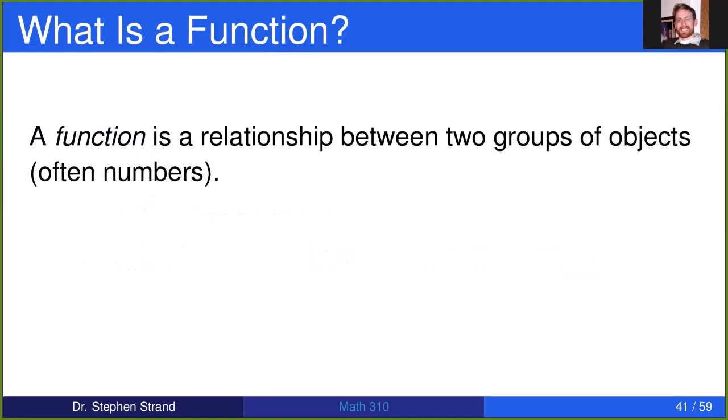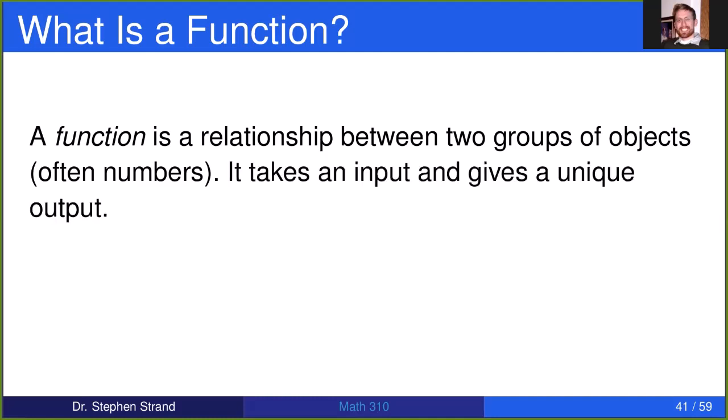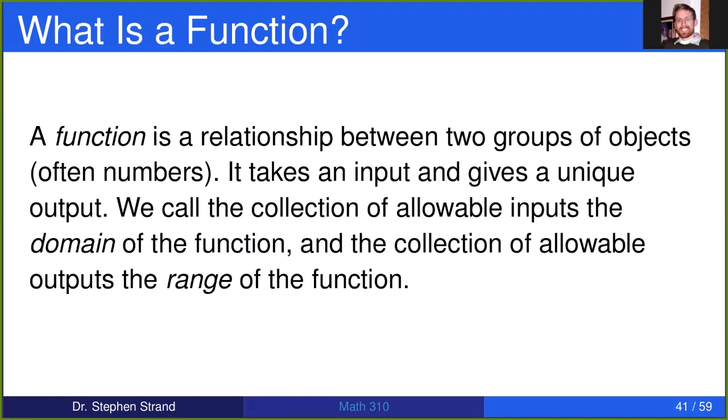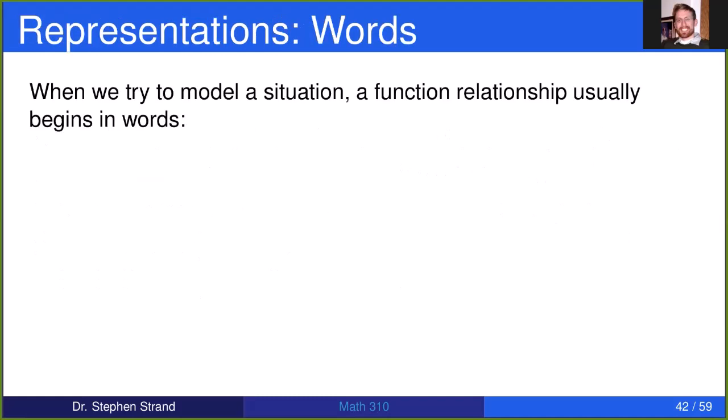So at its most basic, a function is just a relationship between two groups of objects. And most of the time, those are going to be numbers with the functions we're looking at, but they don't have to be. In general, a function takes an input and gives a unique output for each of those inputs. We call the collection of allowable inputs the domain, and the collection of allowable outputs the range of the function. So we have a domain for inputs and a range for outputs.